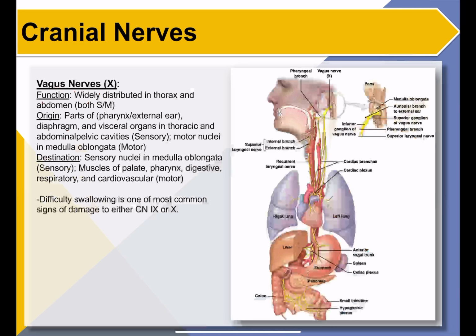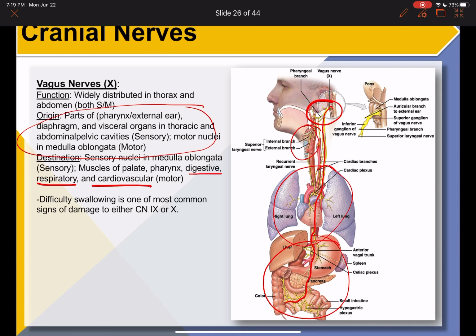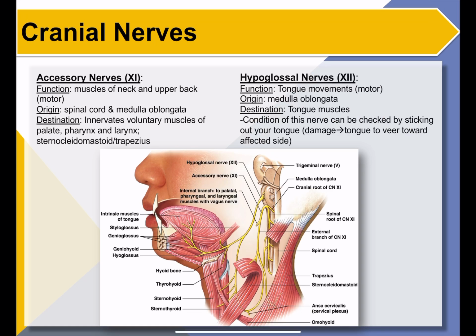Vagus nerve is the most widely distributed cranial nerve because it goes all the way from the brain towards your neck, thoracic cavity, and abdominal cavity. So that's how long the whole vagus nerve is, and that's why it has all these different organs, because it innervates the diaphragm, innervates the abdominal cavity organs, thoracic cavity organs, and hence that's why it controls a lot of different stuff that has to do with your digestion, respiration, and cardiovascular functions, including also swallowing. So that's why usually when a patient has difficulty swallowing, it could be either cranial nerve 9 or cranial nerve 10 that is malfunctioning. And your last two cranial nerves, accessory nerve and hypoglossal nerve.